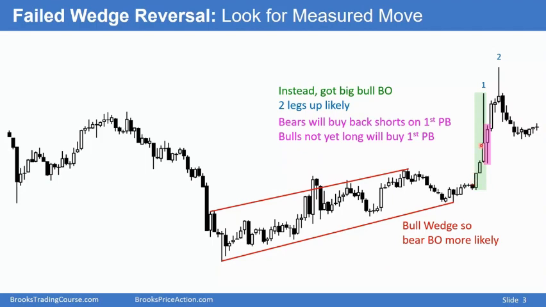The bears are giving up. They're hoping for any kind of a pullback so that they can exit with a smaller loss. And the bulls who did not buy initially are hoping for any kind of pullback as well because they are eager to buy. And the result is a second leg up.